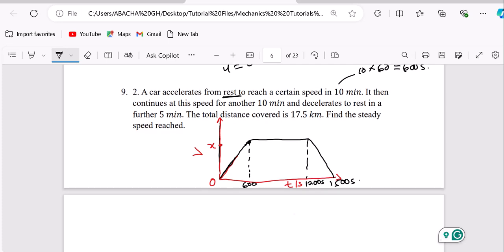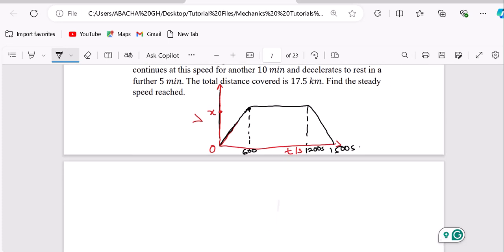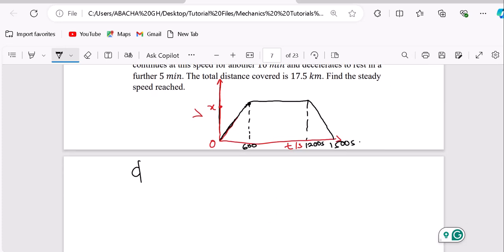So we have this. They are now saying that we should find the steady speed. They've given us the total distance. So distance is equal to 17.5 kilometers, which in meters is just 17.5 times 1000. That's 17500 meters.